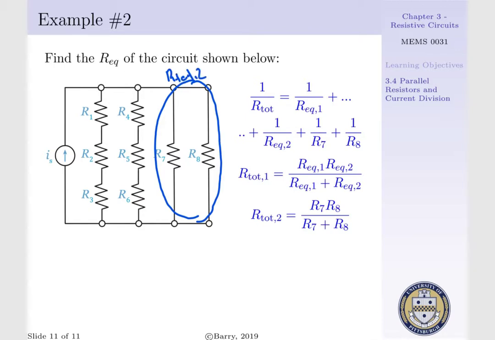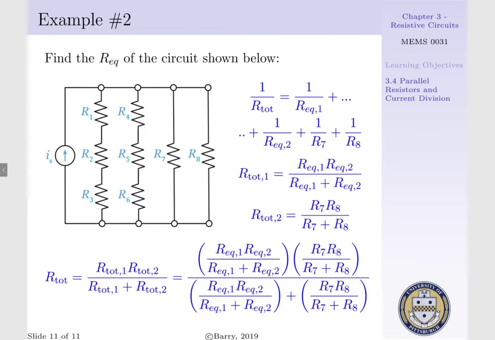We can then do the parallel equivalents of R total 1 and R total 2 to get the total resistance of our circuit network. That is, REQ would be equal to our total resistance, which is R total 1 times R total 2 per R total 1 plus R total 2. If we substitute in our original expressions in terms of REQ1 and REQ2 and R7 and R8, we'd have the right-hand side of our equation. Furthermore, you can substitute in R1 plus R2 plus R3 for REQ1 and R4 plus R5 plus R6 for REQ2. You can verify this via using conductances.